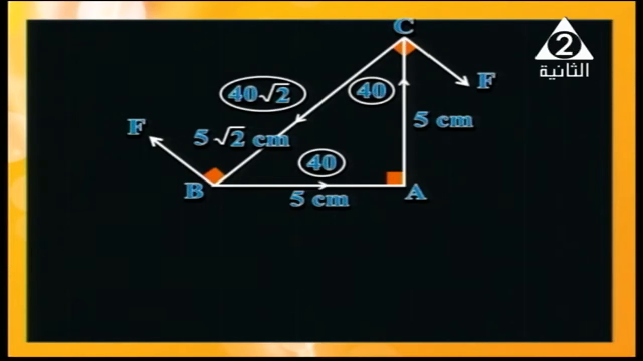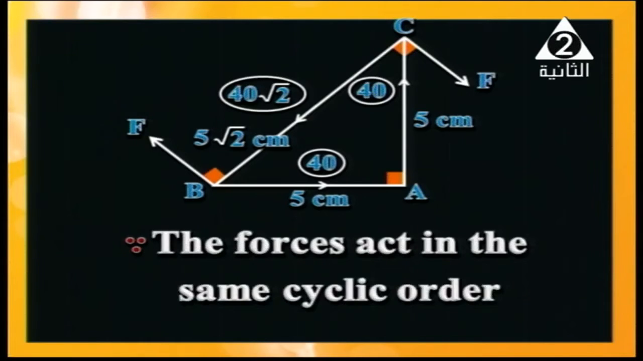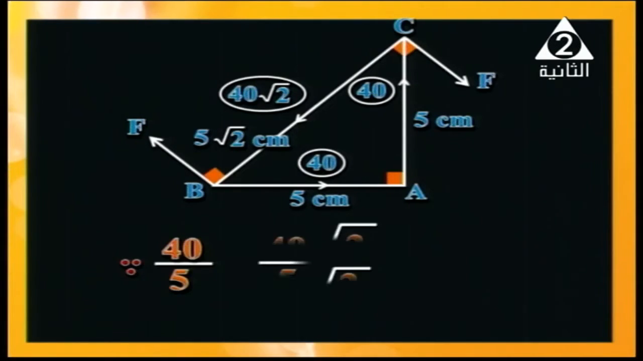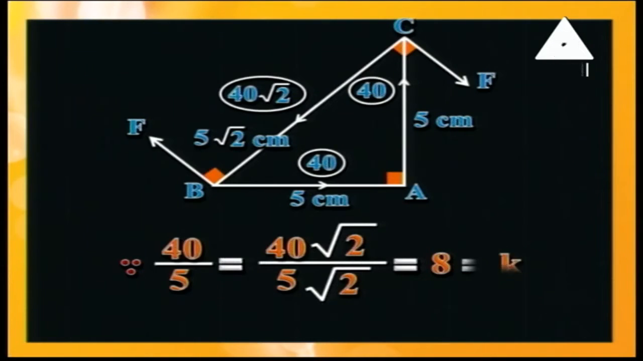If we divide each force by each side length, 40 over 5 equals 8 in BA. Also 40 over 5 in AC equals 8. Also 40 root 2 over 5 root 2 equals 8. Then what do you notice? Three forces act on three sides in cyclic order, and the constant ratio K equals 8. Therefore, we deduce that the forces act in the same cyclic order. 40 over 5 equals 40 root 2 over 5 root 2 equals 8, the value of K, the constant ratio.